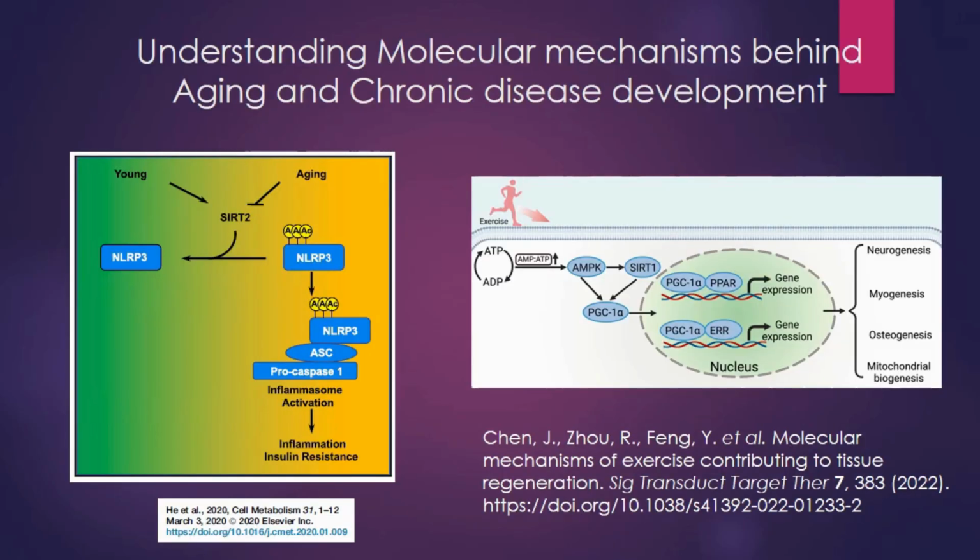Understanding molecular mechanisms behind aging and chronic disease development. This displays a diagram illustrating how SIRT2 regulates NLRP3 inflammasome activation, which is linked to inflammation and insulin resistance during aging. The slide also displays molecular mechanisms behind exercise-induced tissue regeneration.